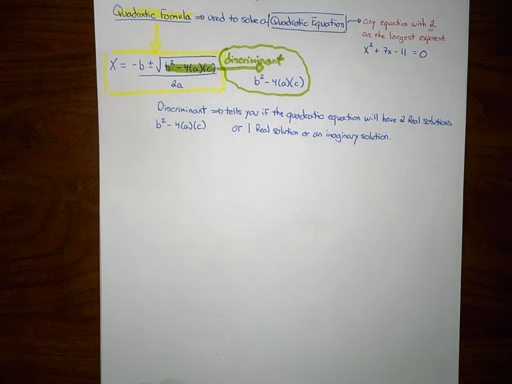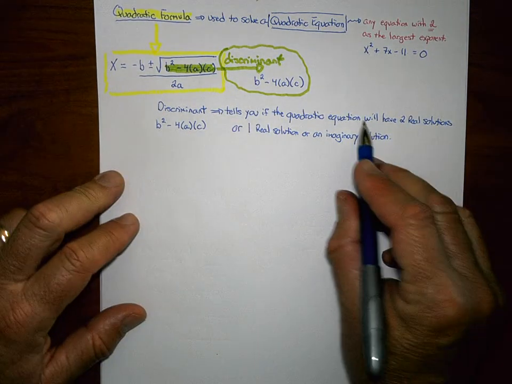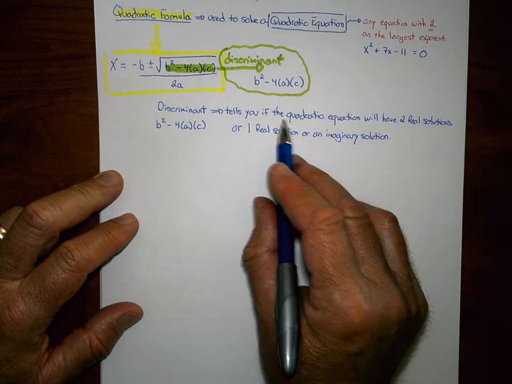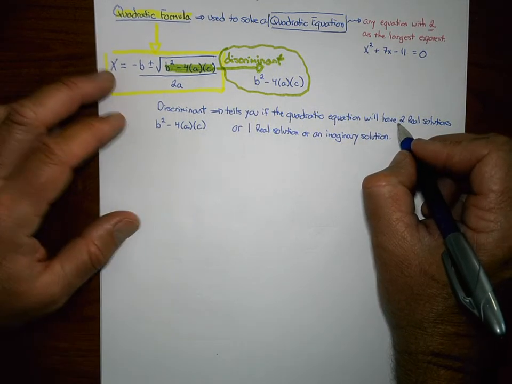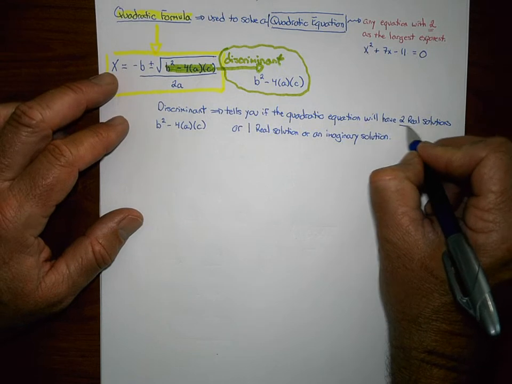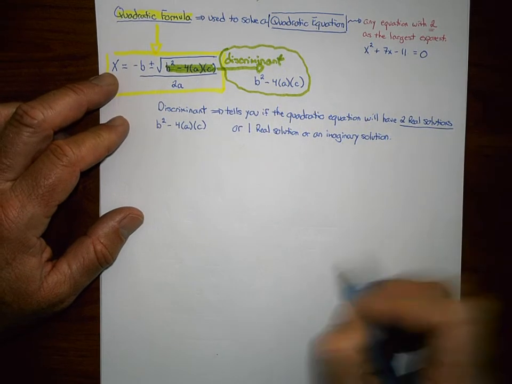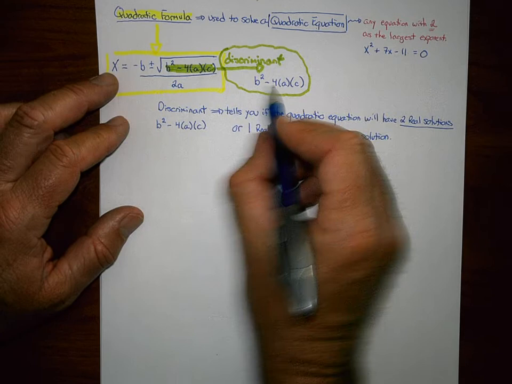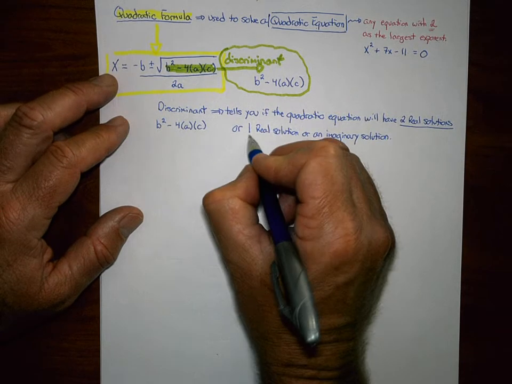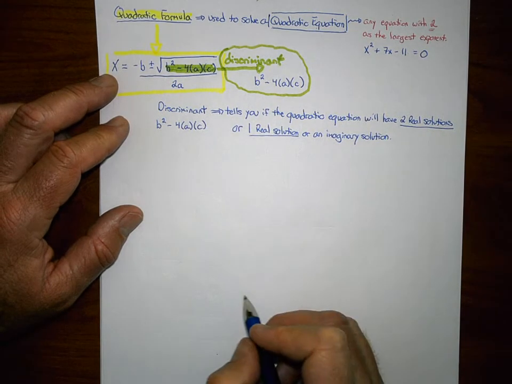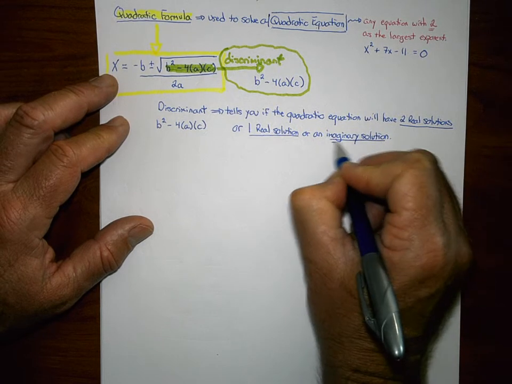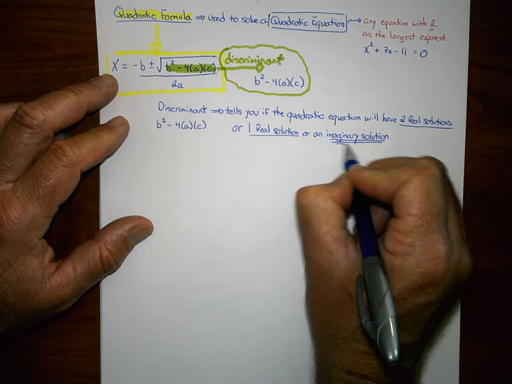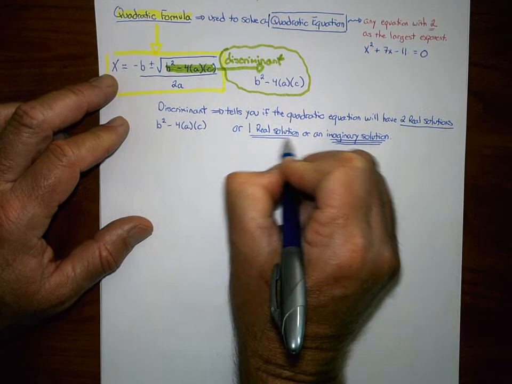Okay, so that's what the discriminant tells us. It doesn't tell us what the answer is, but it gives us a snapshot or a clue. It tells us if we're going to have two real solutions to my equation, or one real solution, or an imaginary solution. Okay, so how do you know this?